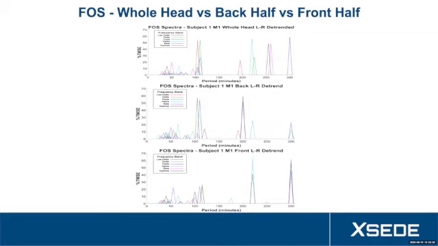This is comparing whole head at the top, the back half of the head in the middle, and the front half of the head on the bottom. So even with one type, i.e. the magnetometer, with the different regions of the brain, we show these kinds of variations. Next slide, please.